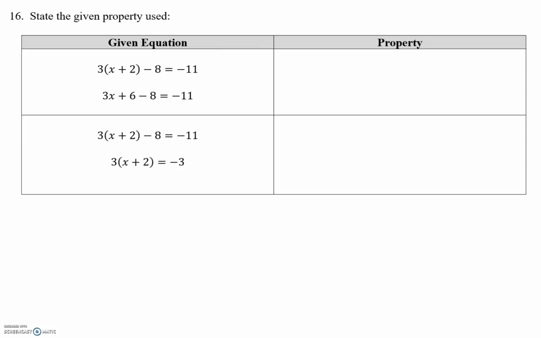And then the last problem, 16, state the given property used. So for here, I'm just going to look at the original. So 3 times x plus 2 minus 8 equals negative 11. Going from the original to the new, what do you notice is gone? Hopefully we should have seen that the parentheses disappeared, and we in fact took that 3 and multiplied it to the x and to the 2, as shown in this step right here.